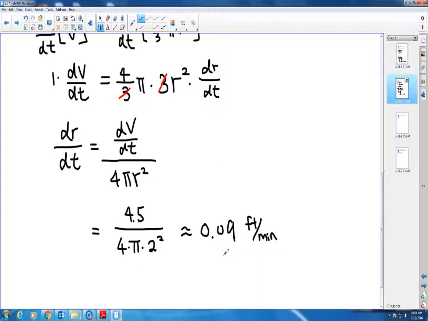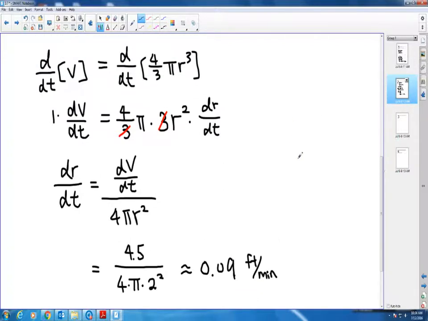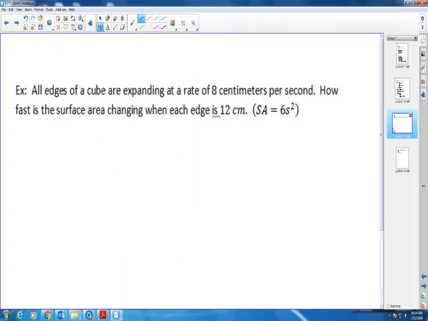Alright, let's try another example. The last one was about air going into a spherical balloon. This one is about a cube. All the edges of the cube are expanding at the rate of 8 centimeters per second. How fast is the surface area changing? If I expand all the edges of my cube, at the same time I'm also expanding the surface area of the cube. So how fast is the surface area changing when each edge is at 12 centimeters?